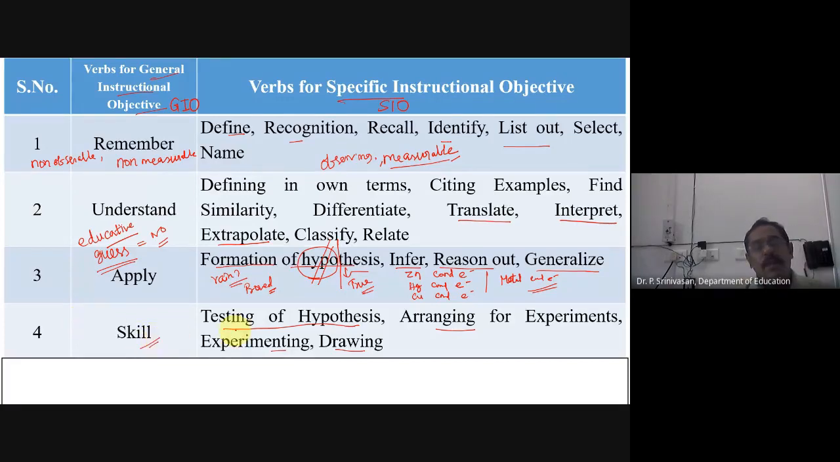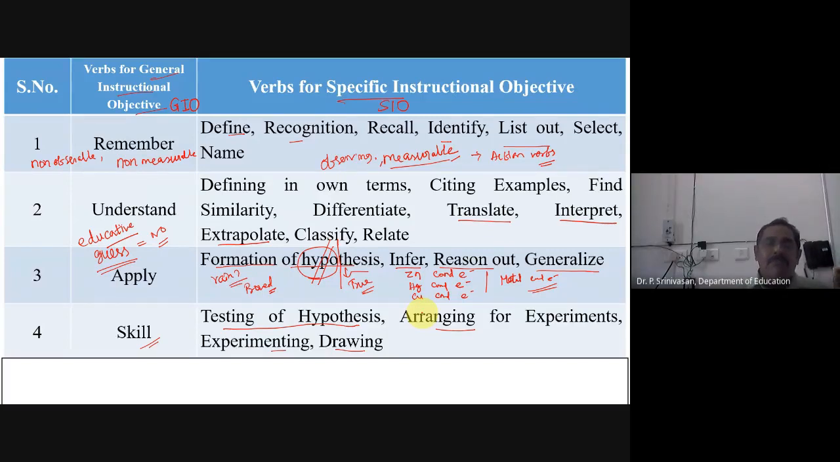And here we have all these action verbs. So we said SIOs are observable and measurable because of these action verbs: define, recognize, form hypothesis, test hypothesis, differentiate, translate, interpret, classify. All those things are action verbs. You see, remember, understand, apply, skill, or inaction verbs. These will happen only at the mind level.